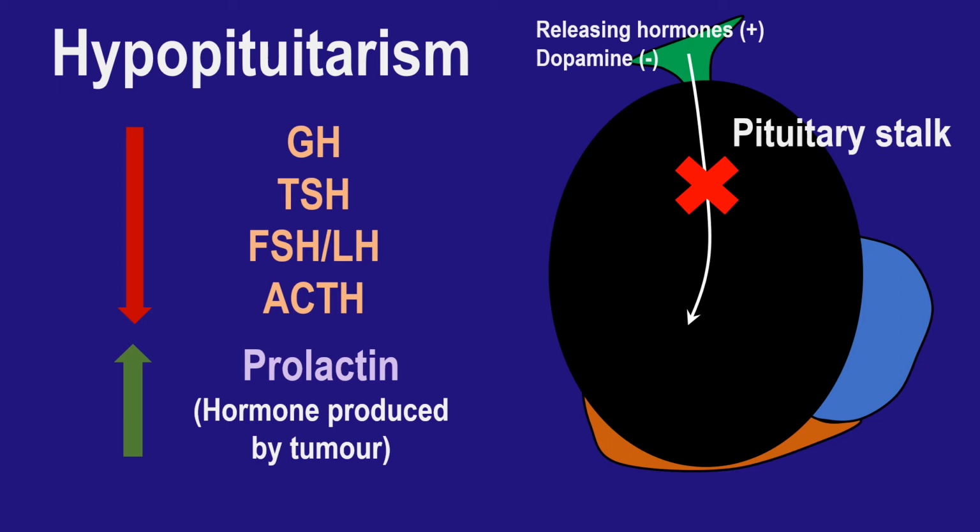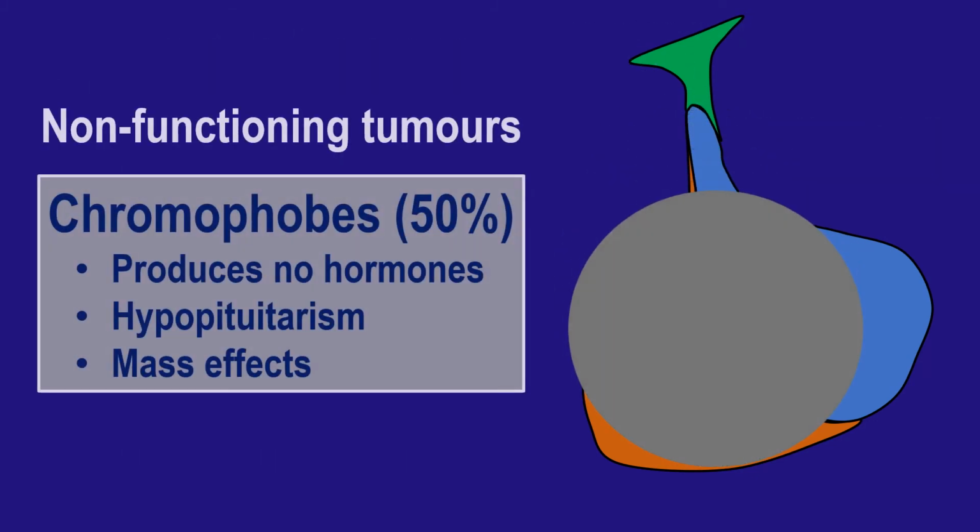In fact, up to 50% of tumours don't actually produce any hormones, and these are known as non-functioning tumours, or chromophobes. The best way to remember these is that chromophobes are phobic to producing hormones. Don't forget, however, that they'll still have some hormonal effects by way of hypopituitarism that occurs from compression of the pituitary stalk.